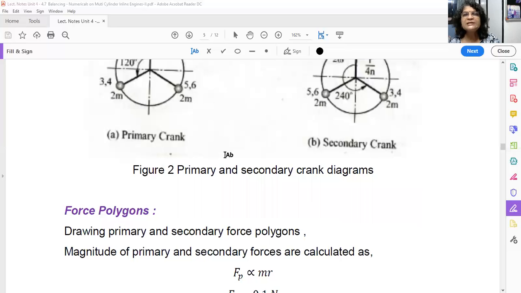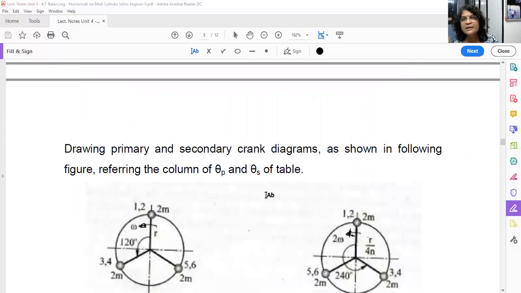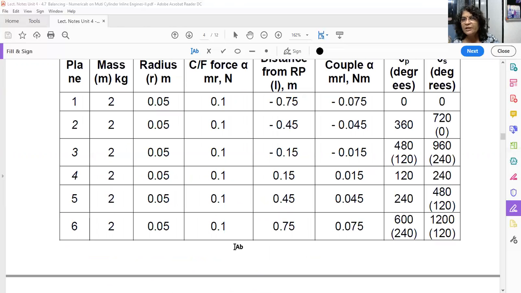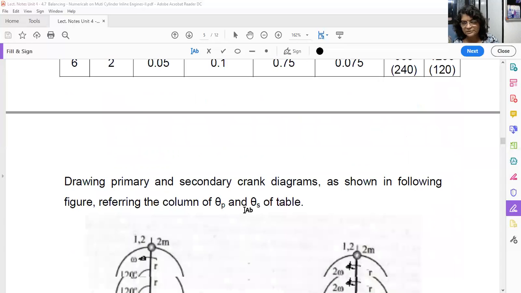Okay, so let us draw the force polygon first. As you have to draw the vector diagram, you must know the magnitude and the direction. Now let us find out the magnitude. Already we have found out Fp is proportional to m into r. Omega square we have not considered because that was same for all, and here it is a reciprocating engine. m is also same, r is also same. So what will be your magnitude of primary force? m into r, 0.1 Newton. Already we have written here. Here it is 0.1 Newton for every cylinder, every plane. So this is the primary force.